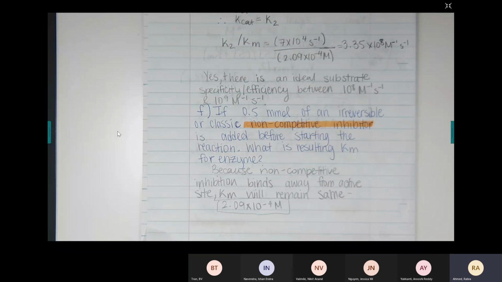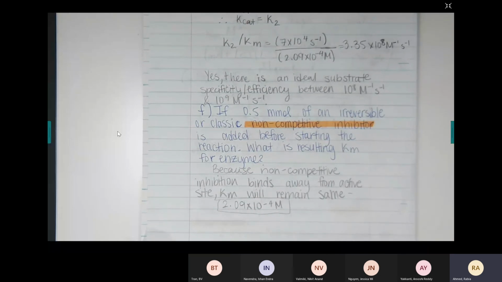Because non-competitive inhibition binds away from the active site, it's not going to bind to the active site, but to the allosteric site, so the Km will remain the same. So it's still going to be 2.09 times 10 to the negative 4th molar. If it's non-competitive, uncompetitive, or mixed, it's going to bind to the allosteric site, not the active site. But if it's a competitive inhibitor, then it's going to bind to the active site.